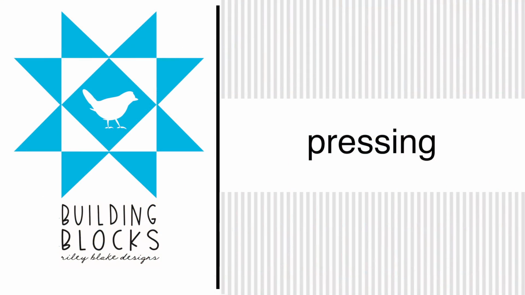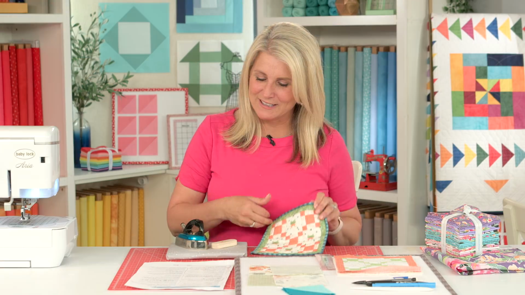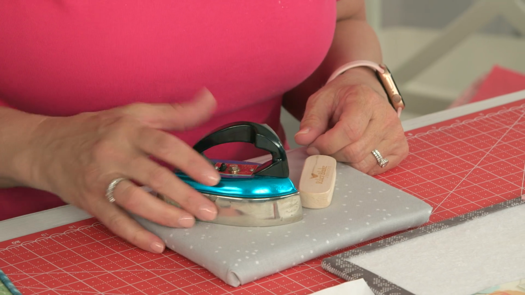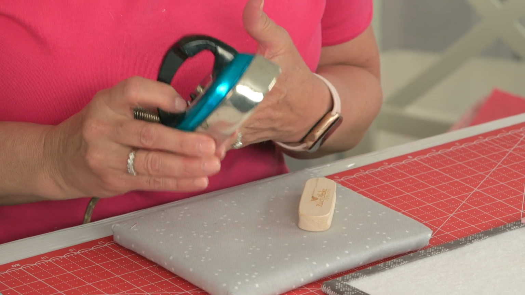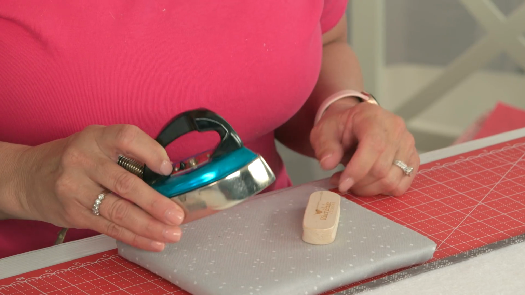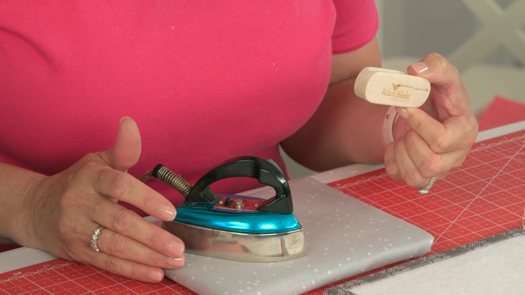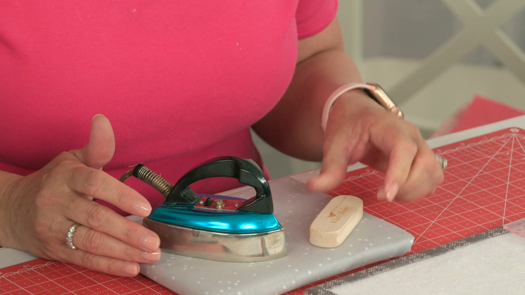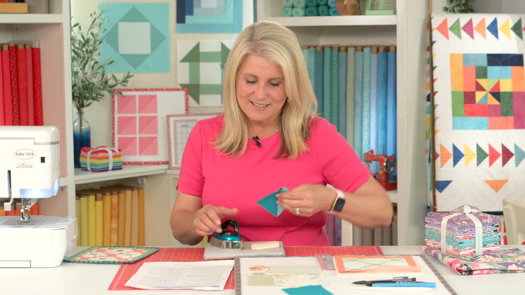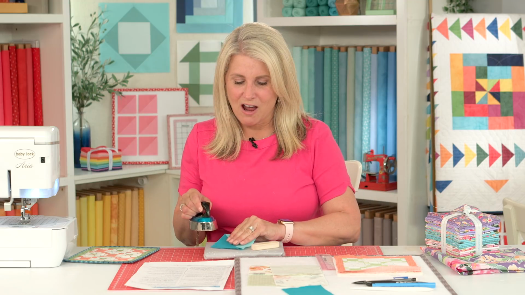Okay, pressing, a really important part of quilting. So I brought my little iron from the mini sewing set. It's not really available in the general market. I found this vintage iron online. And I brought a little mini clapper. Again, we just made this little mini clapper for our sewing set. But I'm going to show you how you press your blocks. Now, pressing is different than ironing.